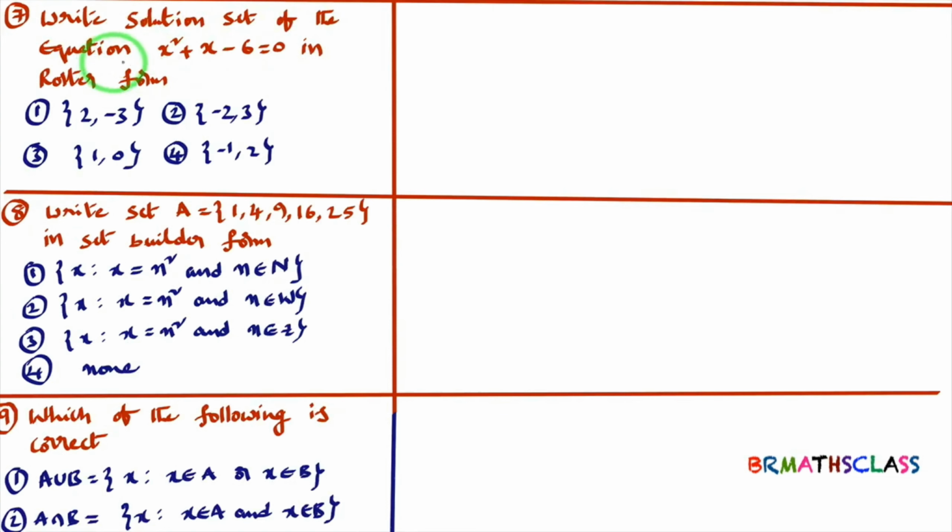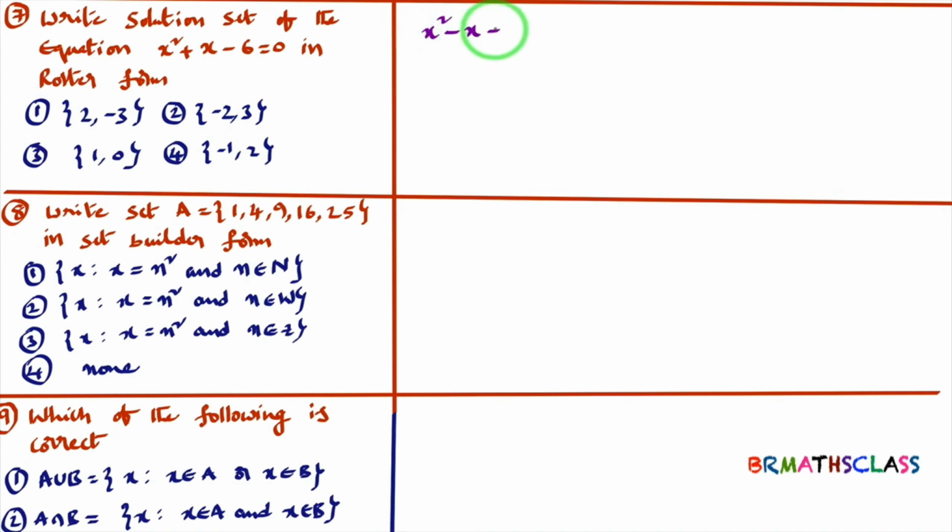Write the solution set of the equation in roster form. What is roster form? All the elements are listed and separated by commas within brackets. You observe these four options. All the options are in roster form only. So first, I will solve the given equation. What is the given equation?